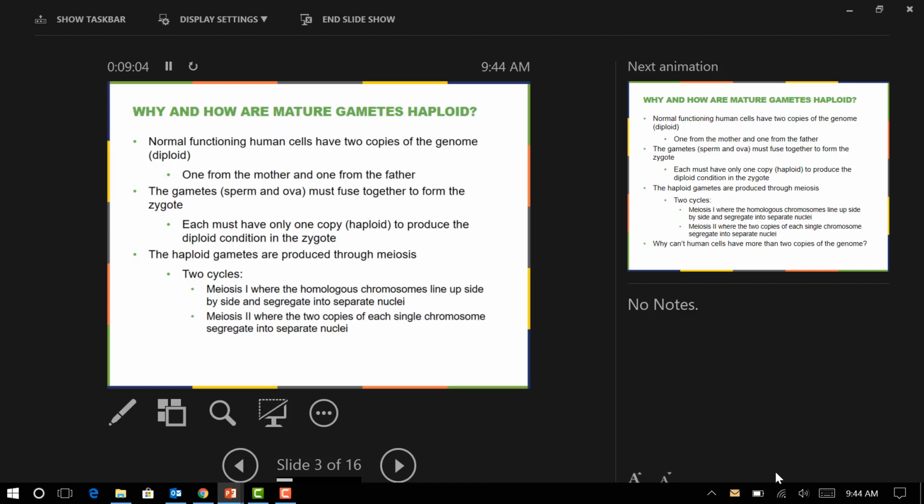During meiosis 2, the second cycle, the DNA has to be duplicated beforehand, and so your maternal chromosome has 2 copies attached together. The paternal chromosome has 2 copies attached together. During meiosis 2, those 2 copies are separated and segregate into separate nuclei. After 2 cycles of division, you started with 1 cell and you generate 4 cells, all haploid, all with a single copy of the genome.